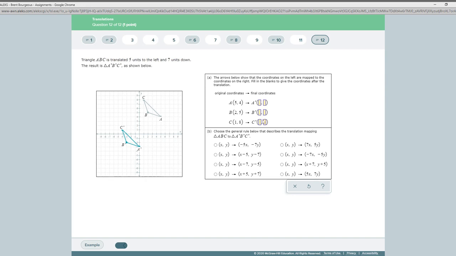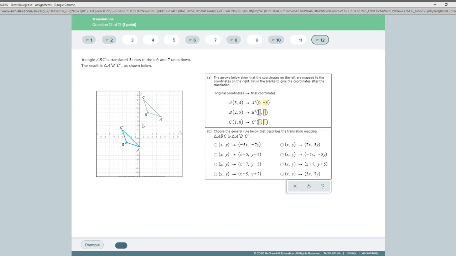Okay, here's a sample problem. If ABC is translated 5 units to the left and 7 units down, the result is A prime, B prime, C prime. That's how you read this. So here's the original figure, here's the new figure. Okay, they want us to answer some questions about that. So if the original A is (5, 4), what would the new A be? Well, if I look at it, it looks like (0, -3). So I would get in here and write 0 and negative 3.